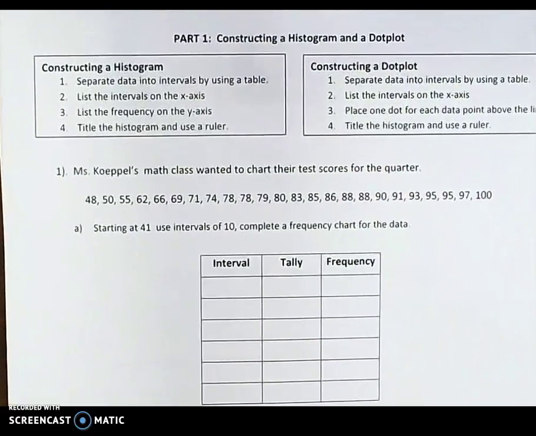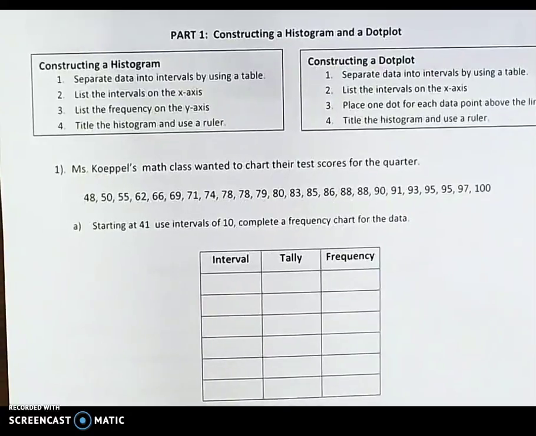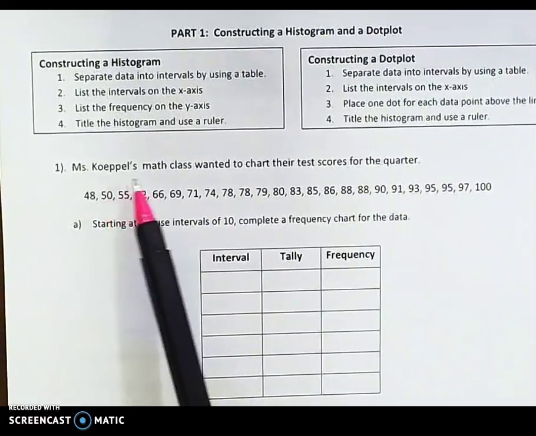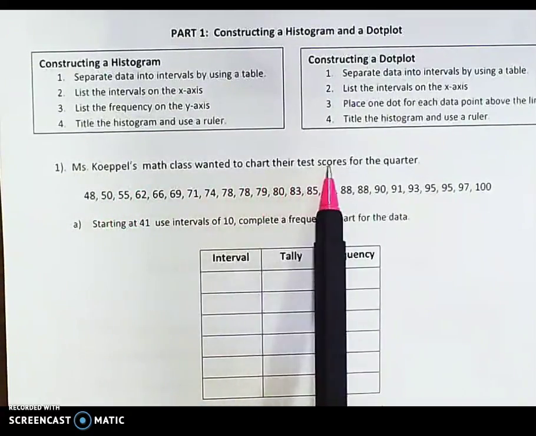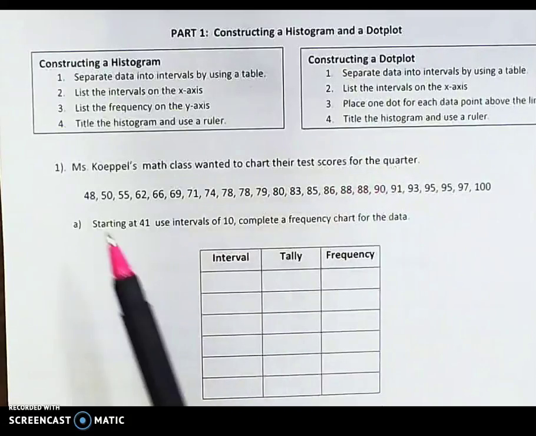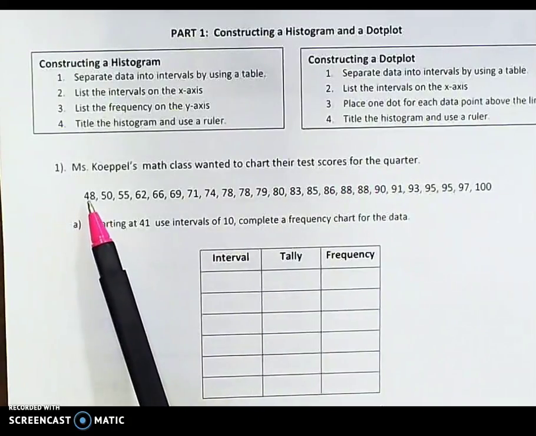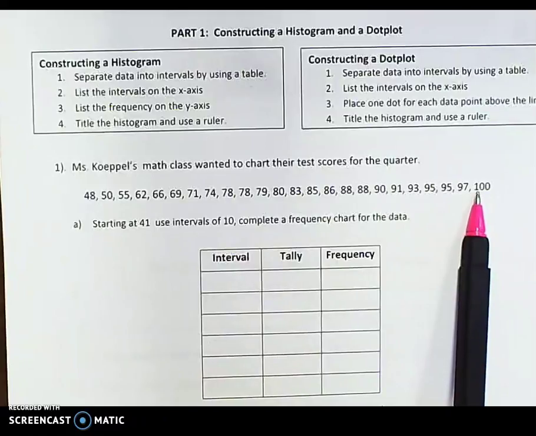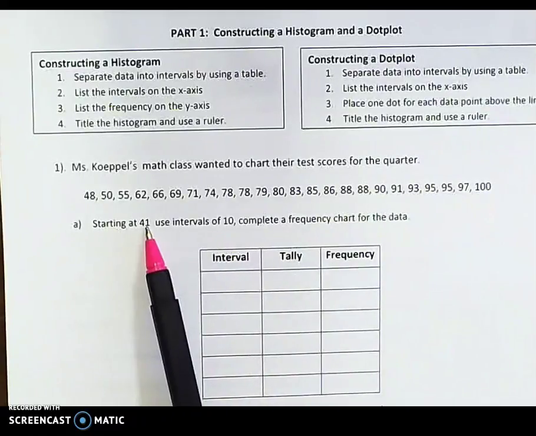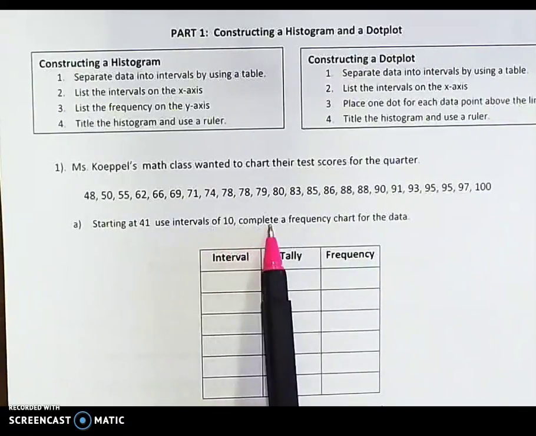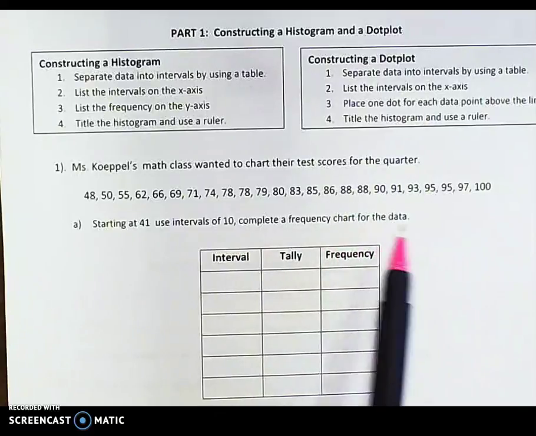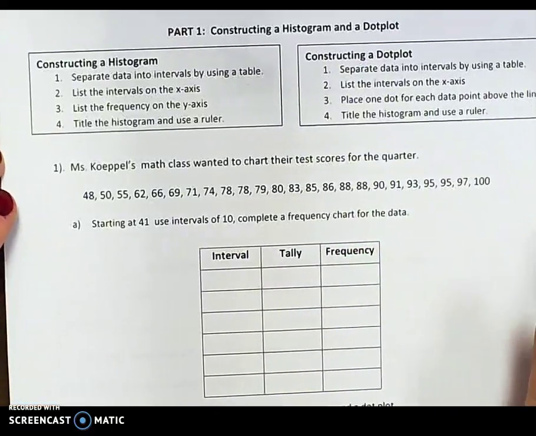So let's go ahead and take a look at our first data set. Ms. Koeppel's math class wanted to chart their test scores for the first marking period. So here we go. We have test grades of 48 all the way to 100. Starting at 41, use intervals of 10 to complete the frequency chart for the table. All right, so let's go ahead and take a look.